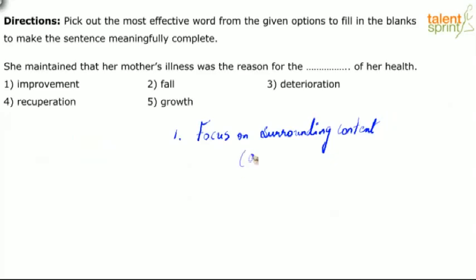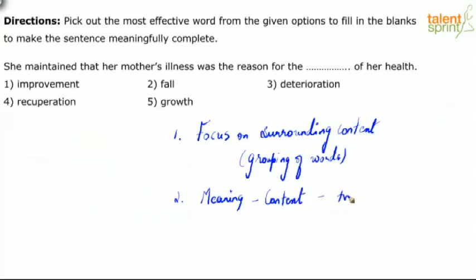where I can apply grouping of words. I know this word has to go with this word. I also look at the meaning that the context is giving me. What meaning does the context give? Is it giving me a positive or a negative meaning? Why do I need this? Then it will help me choose the appropriate word for that concept or for the context.